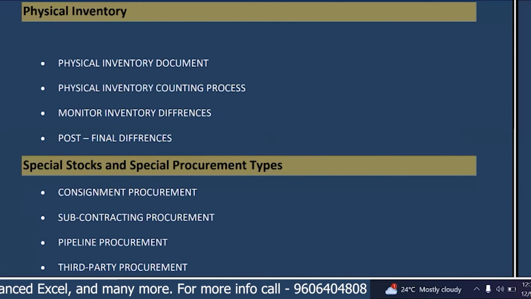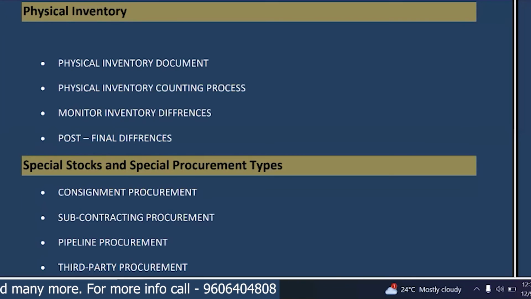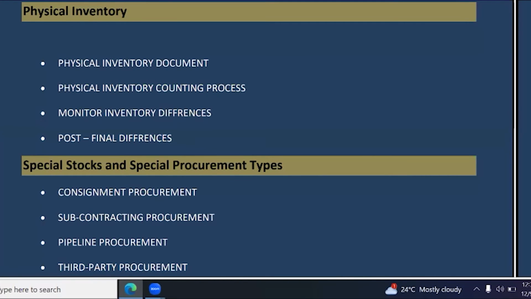For that reason we have a physical inventory process. So first what we do is, we list out all the material which is there in the warehouse, that is under the physical inventory document.